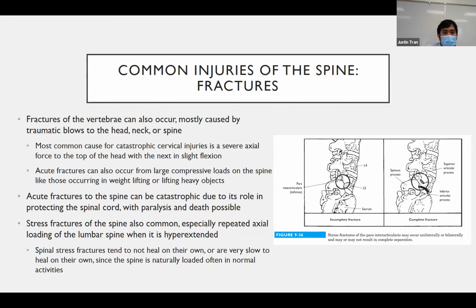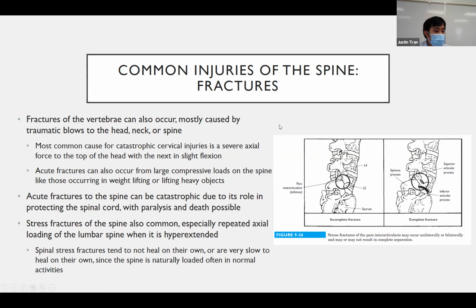And so remember, stress fractures are basically fatigue fractures. Those are fractures that take place as you load and unload the bone over various periods. And this is especially true when the lumbar spine is hyperextended. And this is dangerous because spinal fractures tend to not heal on their own, or are very slow to heal, since the spine is so naturally loaded often in normal activities. And so it's hard for the body to get blood vessels through that part of the spine.